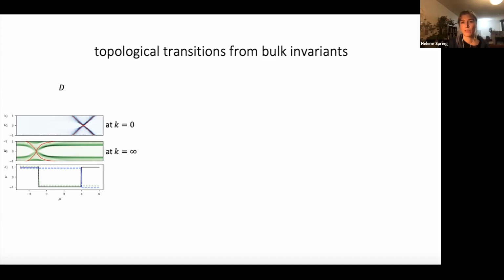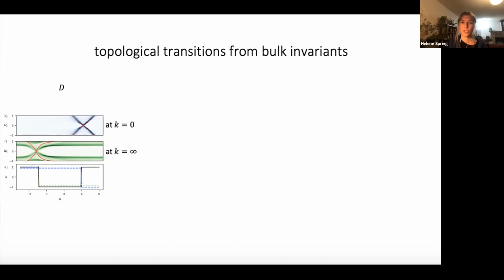We also note that we have one crossing at k equals 0 and one at k equals infinity for different values of the chemical potential. These are points in k-space that are invariant with respect to continuous rotation symmetry as well as mirror symmetry. At these crossings, the bulk gap is closed, and we see that our invariant at the bottom on the third row switches precisely at these points. All values of chemical potential in between correspond to the topological regime.